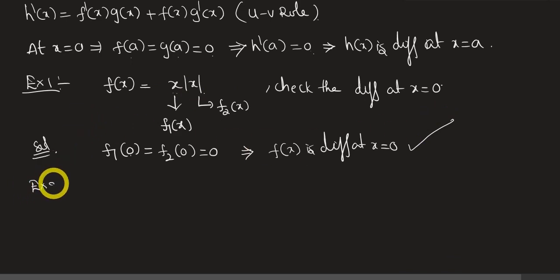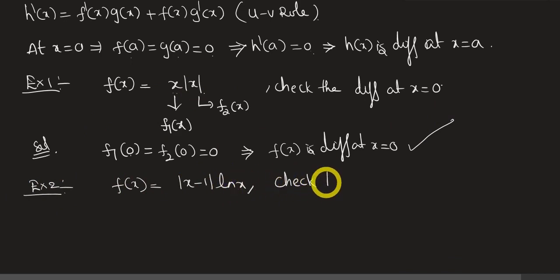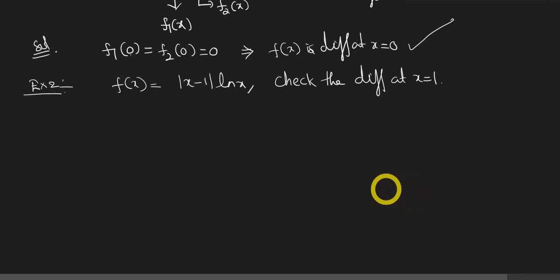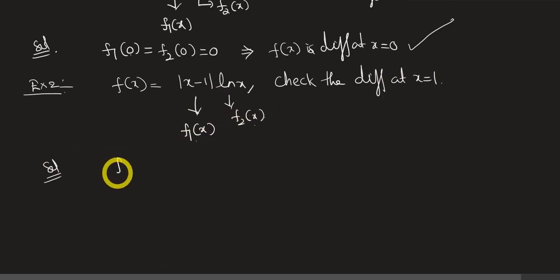Now similarly, if we consider the second example, f(x) is equal to modulus of (x minus 1) into log x. Now we have to check the differentiability at x = 1, whether the function is differentiable or non-differentiable at x = 1. So simply, we'll consider this one as the first function and this one as the second function. Now you try to substitute the value x = 1 in the first function and the second function.